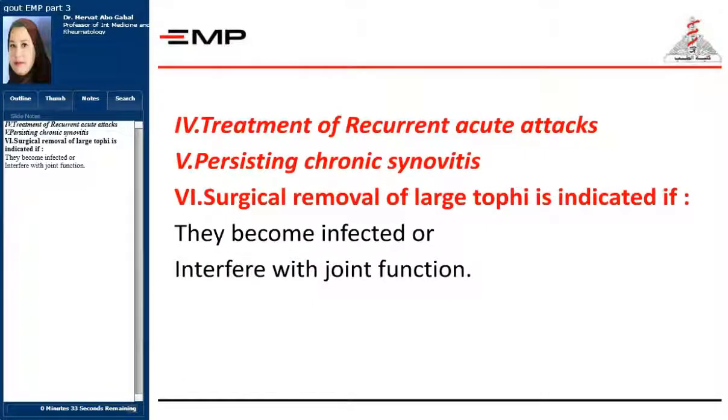Also, treatment of gouty patients includes treatment of recurrent acute attacks, and treatment of persisting chronic synovitis, which can be managed by local steroid injection, especially if monoarticular or oligoarticular disease. Surgical removal of large tophi is indicated if they are infected or interfere with joint function.